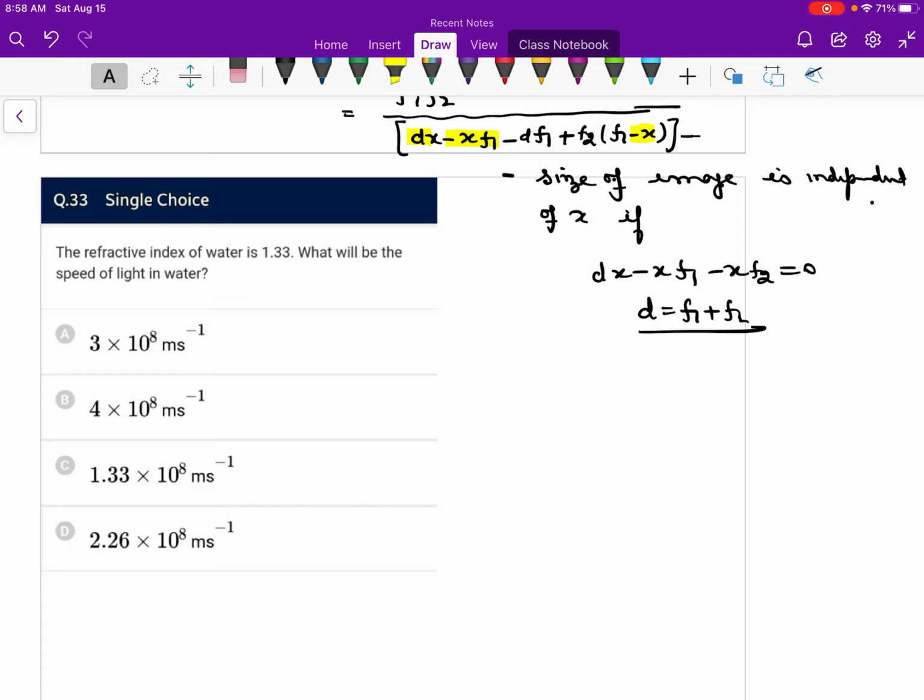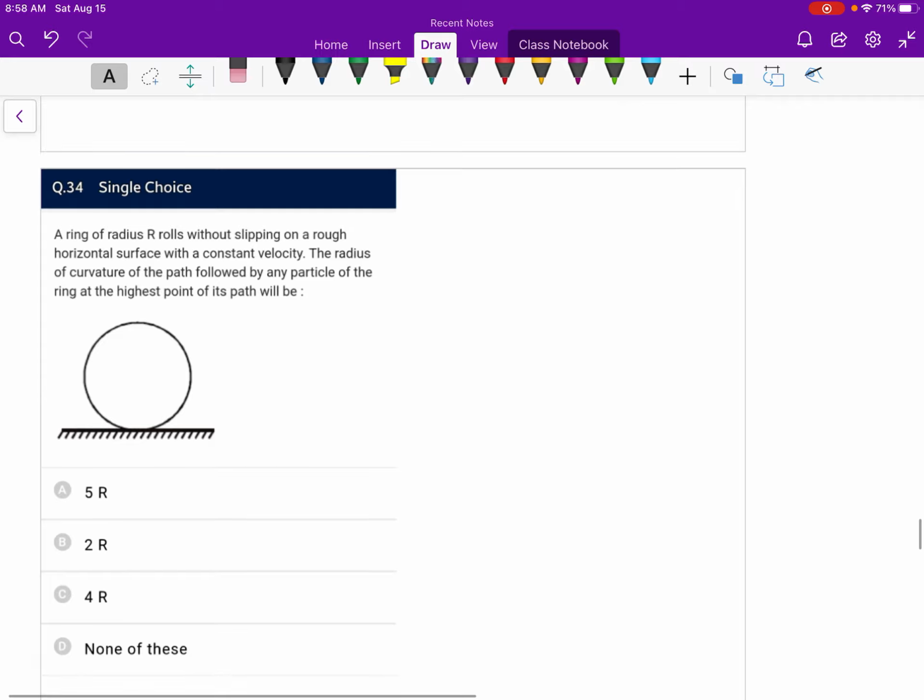The refractive index of water is 4/3. What will be the speed of light in water? So v is c upon n, that is 3 into 10 to the power 8 upon 4/3. So that is 2.26 into 10 to the power 8 meters per second.